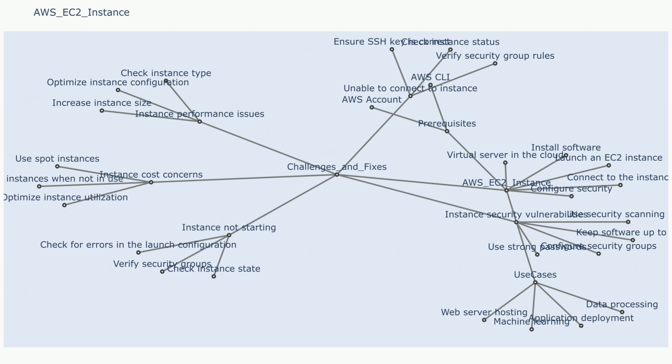Enable logging and monitoring. Enable logging and monitoring to detect and respond to security incidents. Implement a security incident response plan. Develop and test a security incident response plan to handle security breaches effectively. Train employees on security best practices. Train employees on security best practices to reduce the risk of human error.